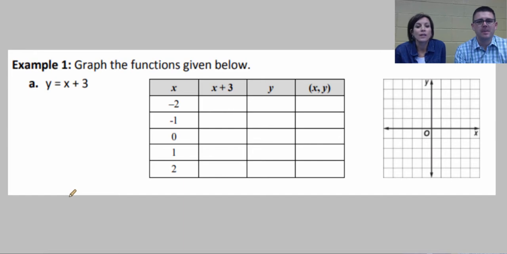So -2, -1, 0, 1, and 2, your domains are going to stay the same, just like we've been doing in class. We're going to put those inputs into the x plus 3 expression.